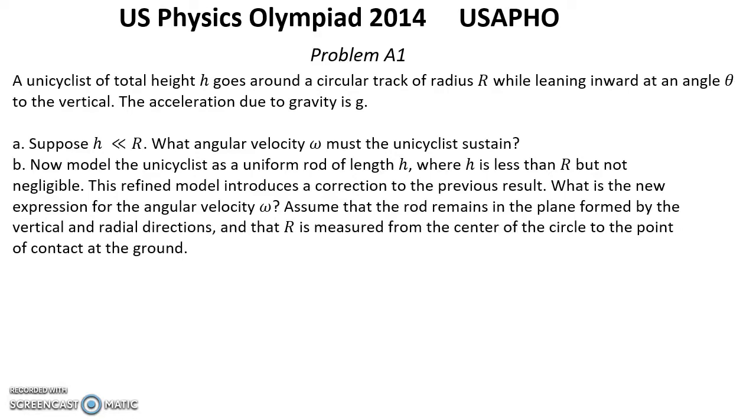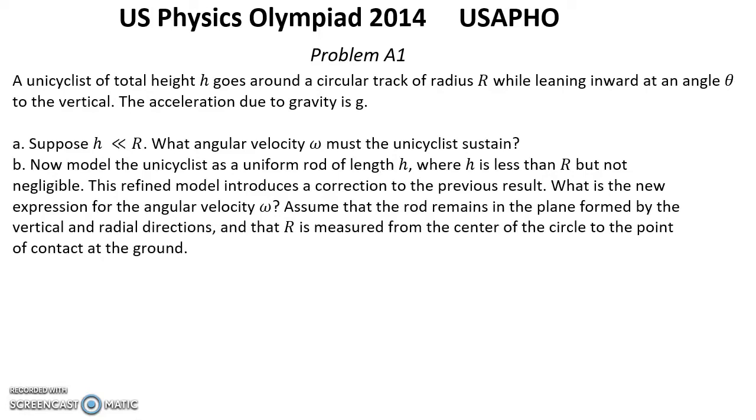Problem A1. A unicyclist of total height h goes around a circular track of radius r while leaning inward at an angle theta to the vertical. The acceleration due to gravity is g. Question A. Suppose that h is much less than r. What angular velocity omega must the unicyclist sustain?